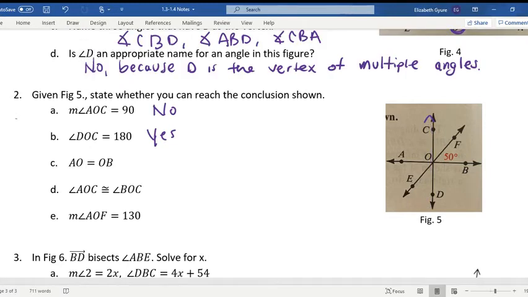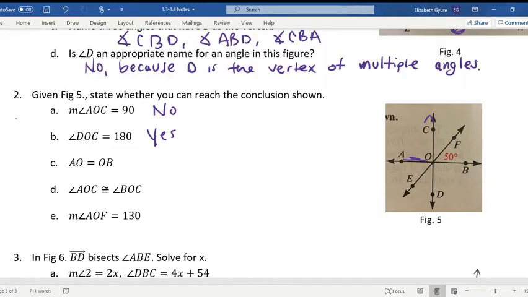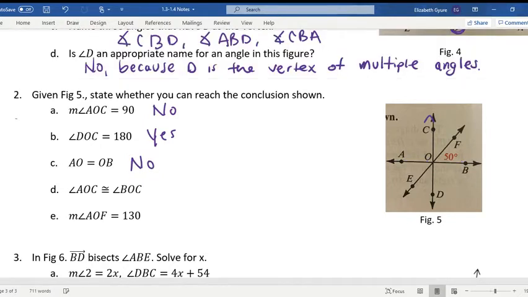Can we reach the conclusion that the measure of segment AO, that's right here, is congruent, or I'm sorry, is equal to the measure of segment OB? Again, it looks like it. However, we are not told that O is the midpoint. We're not told that line CD is a bisector, and there's no dashes to indicate that they're congruent. So we just don't have enough information to state that. So we're going to say no. We would need some additional information there to know if that was a fact or not.